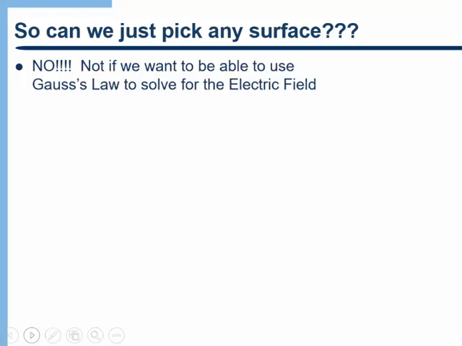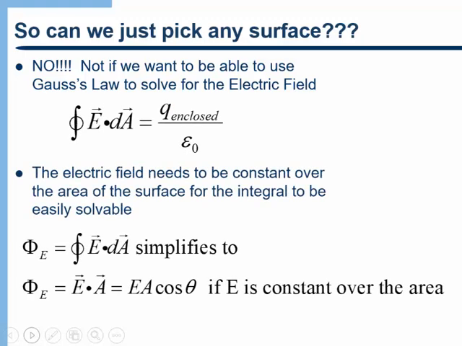Well, this is the key thing to understand. We can't pick just any surface if we want to be able to solve for the electric field using Gauss's law. Think about why that is. Here's the problem. We want to solve for E, but E is stuck inside an integral. So how do you solve for something that's stuck inside an integral? You can't integrate something you don't know. And so here's the way we actually use Gauss's law. There's kind of a little bit of good news here. We never solve this integral. We never actually have to do the integral when we use Gauss's law.